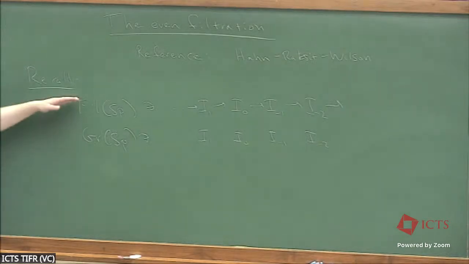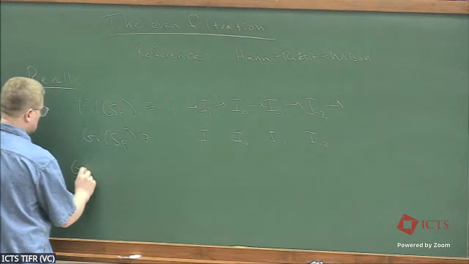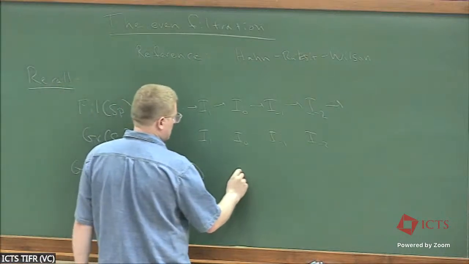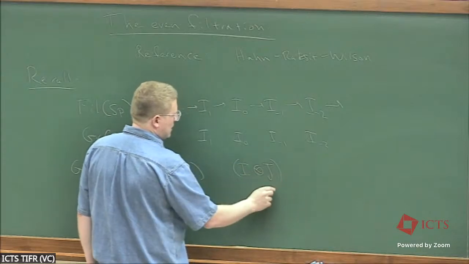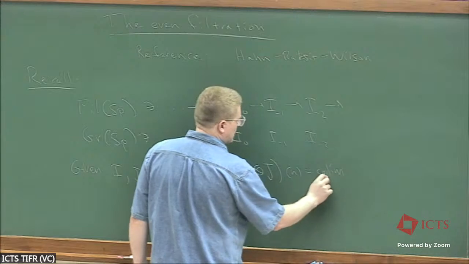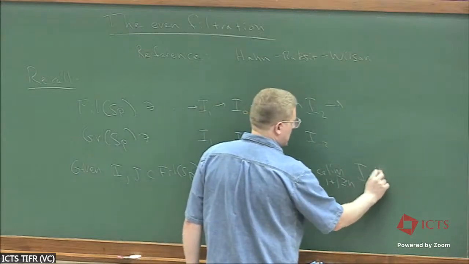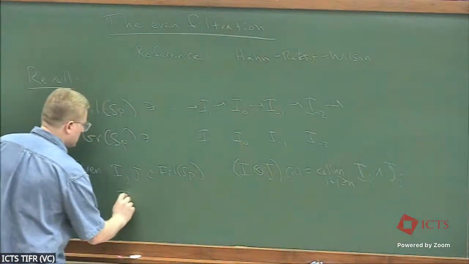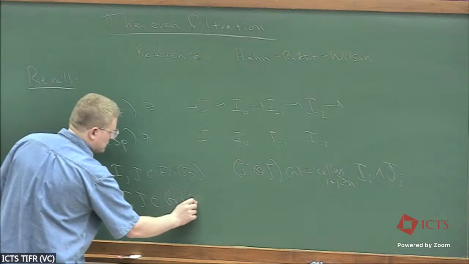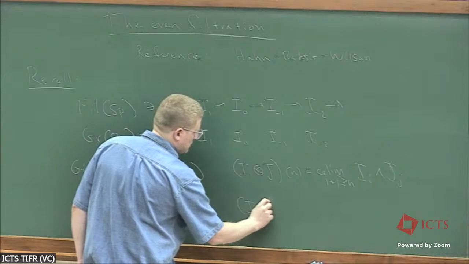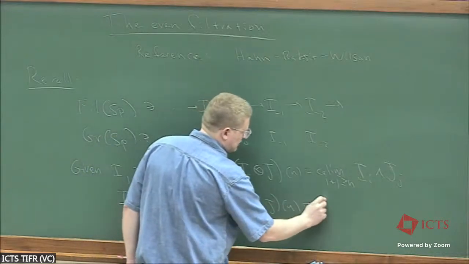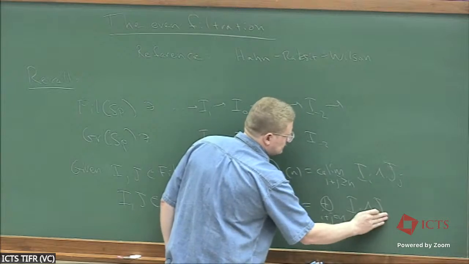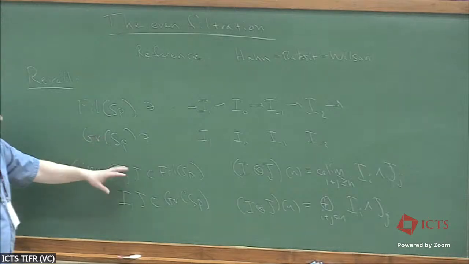And each of these are symmetric monoidal. So given I and j in filtered spectra, then we can form the Day convolution. And the value of that on n is the colimit over i plus j greater than or equal to n of I_i tensor J_j. And you can do something similar in graded spectra. And then it really looks like the kind of graded tensor product. So this should be somewhat familiar. Okay, so these are symmetric monoidal categories.